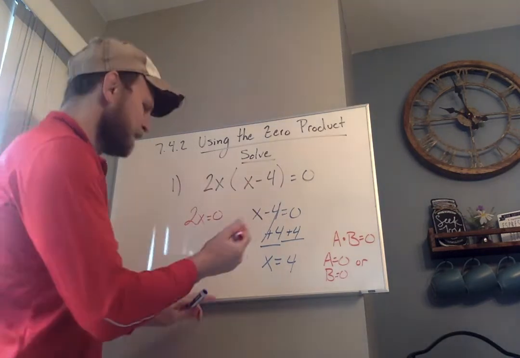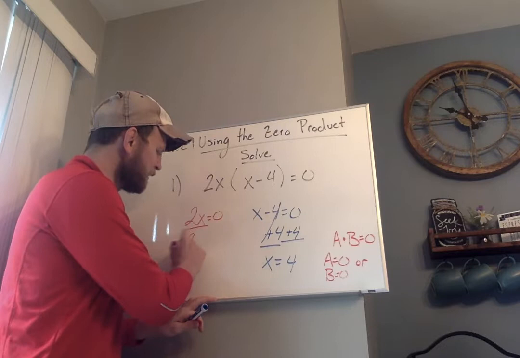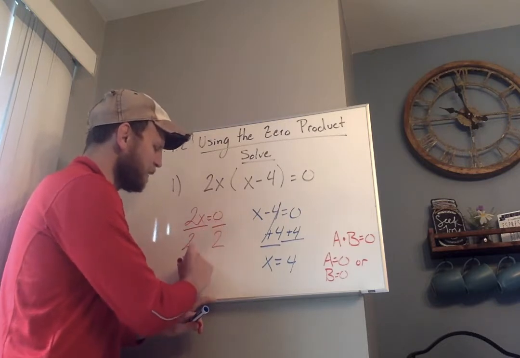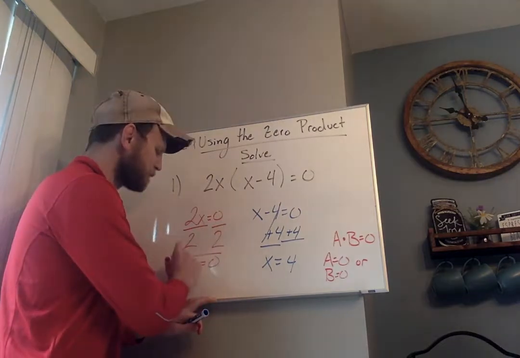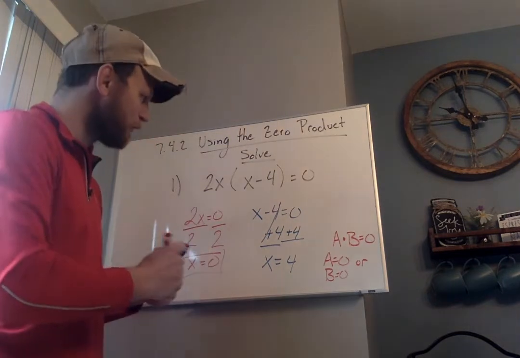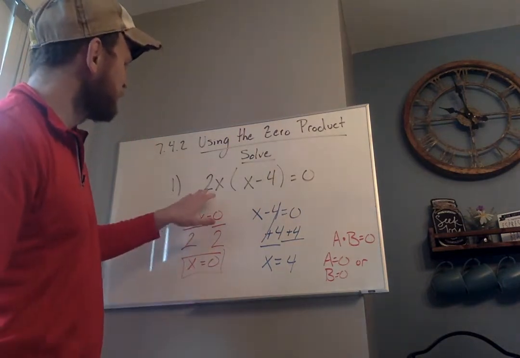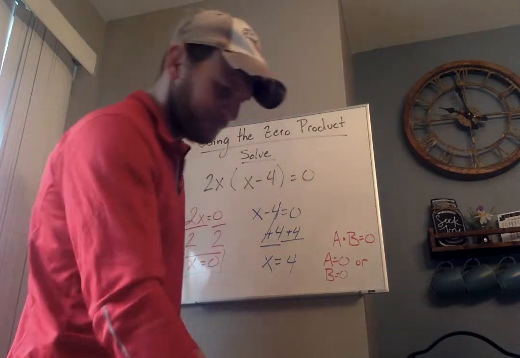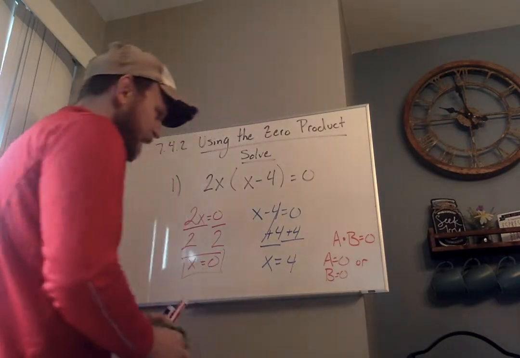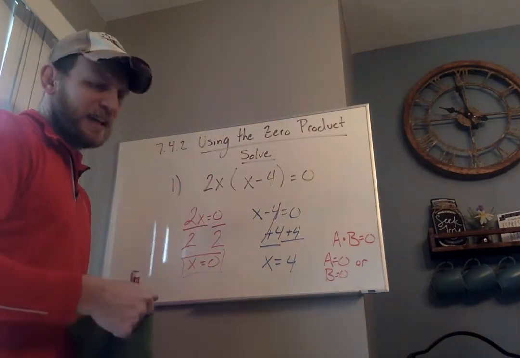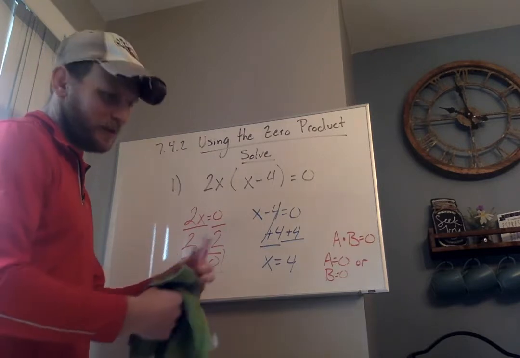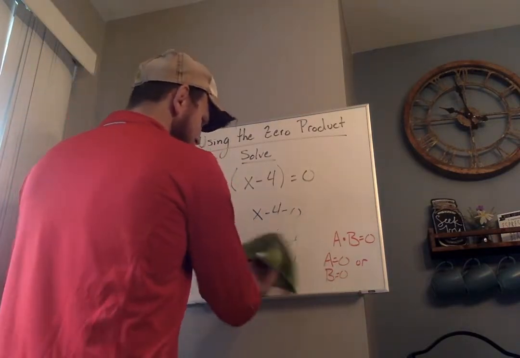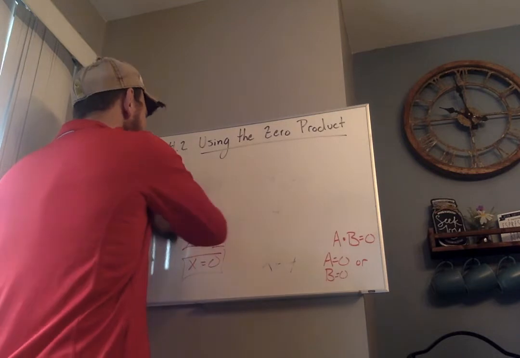Now over here, I'm sure you already guessed it. This one's even easier to solve. Divide by 2 and you get x equals 0. So I have these two answers, and this makes sense because 2 times 0 is 0, and 0 times anything is 0. So we're done. In my notes, you'll see that I said set each part equal to 0. And that's what we're doing.